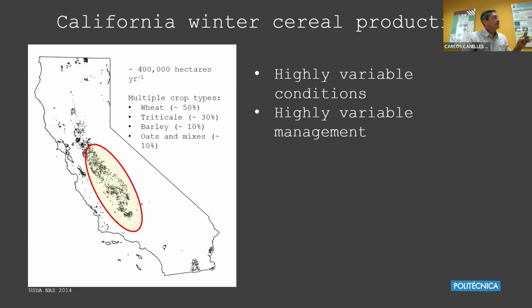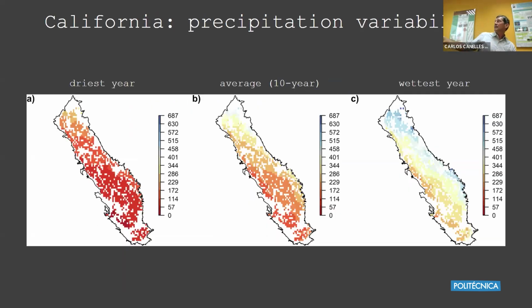I'm going to zoom in briefly. This is the San Joaquin Valley, which is the main production region in California. It's an irrigated portion of the state, and it has high precipitation variability.